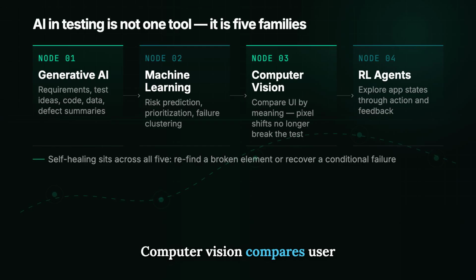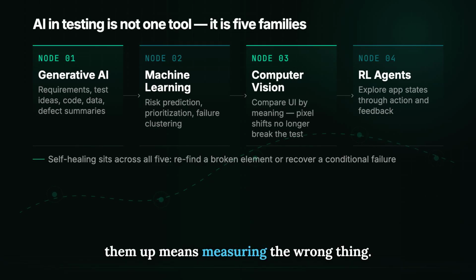Computer vision compares user interfaces by meaning, not pixel position, so a button that moves 10 pixels does not break your test. Reinforcement learning agents explore application states through action and feedback, finding paths a human tester might never try. And self-healing frameworks attempt to relocate a broken element or recover from a conditional failure. Mixing them up means measuring the wrong thing.